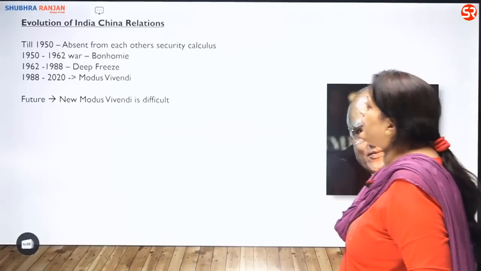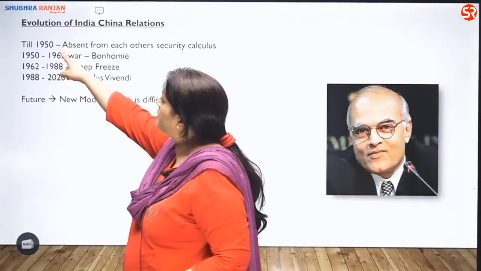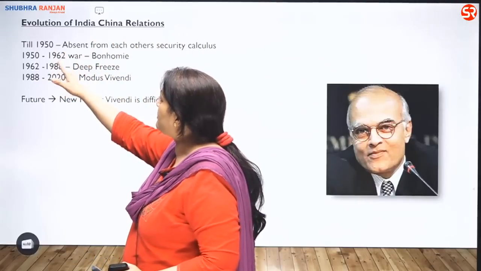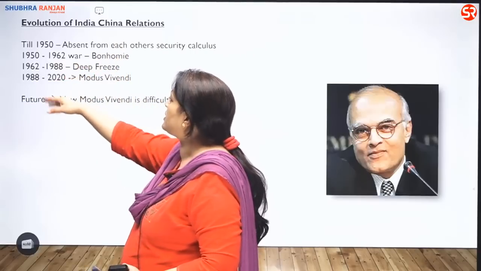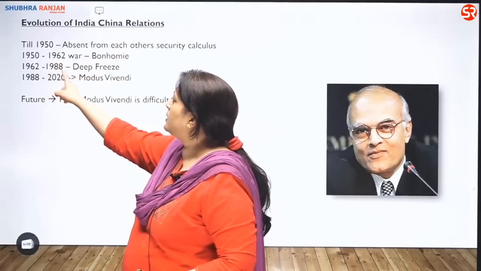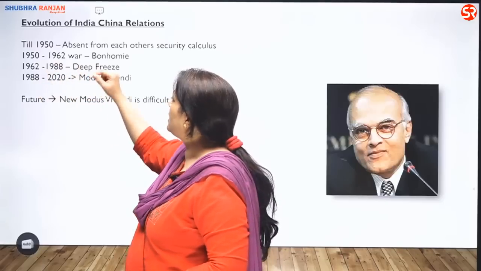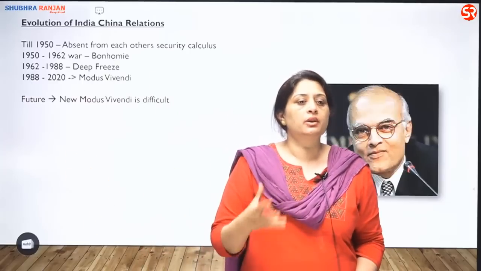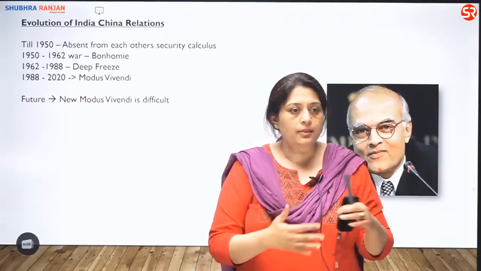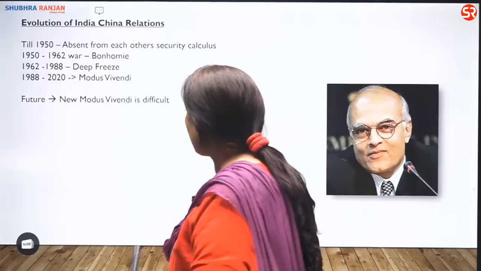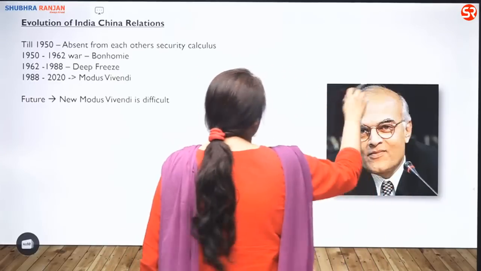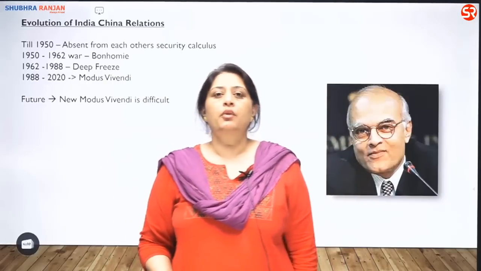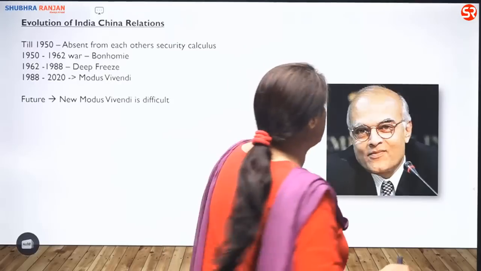Evolution of India-China relations. Till 1950, absent from each other's security calculus. From 1950 to 62, good relations. From 88, the year of Rajiv Gandhi's visit, a deep freeze. Then they found a modus vivendi. Modus vivendi is a term that we use for the type of arrangement we had with China. And according to Shivshankar Menon, in future, it may be very difficult for us to arrive at a new modus vivendi.